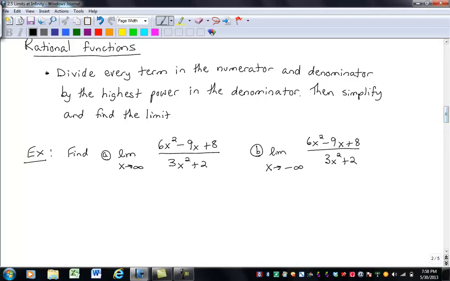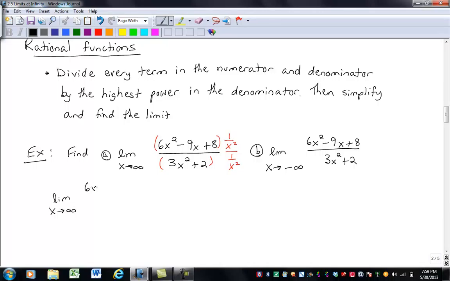So here I have the same function. X is just going to positive infinity in A and negative infinity in B. So let's really look at what happens when I divide the top and the bottom by the highest power in the bottom. In this function, the highest power in the bottom is x squared. So what I'm doing is multiplying the top and the bottom by 1 over x squared. In effect, that's what I'm doing. 1 over x squared divided by 1 over x squared is just the number 1. So I didn't change anything by doing that. But when I distribute this in, what it does, in effect, is divide every term by x squared.